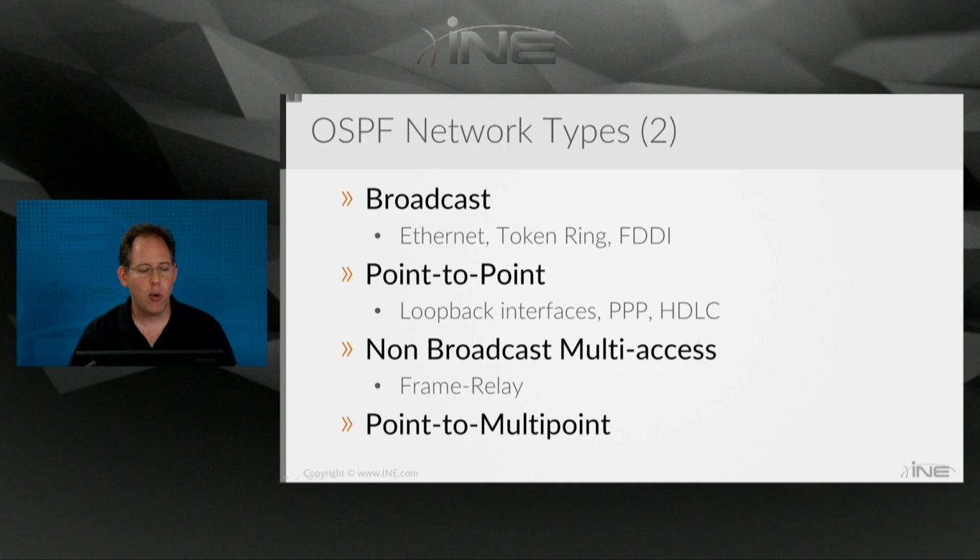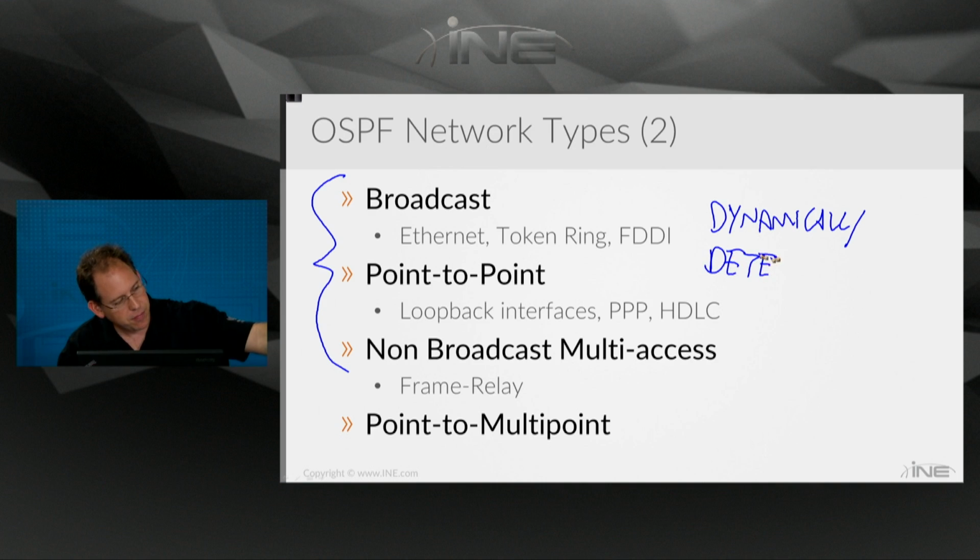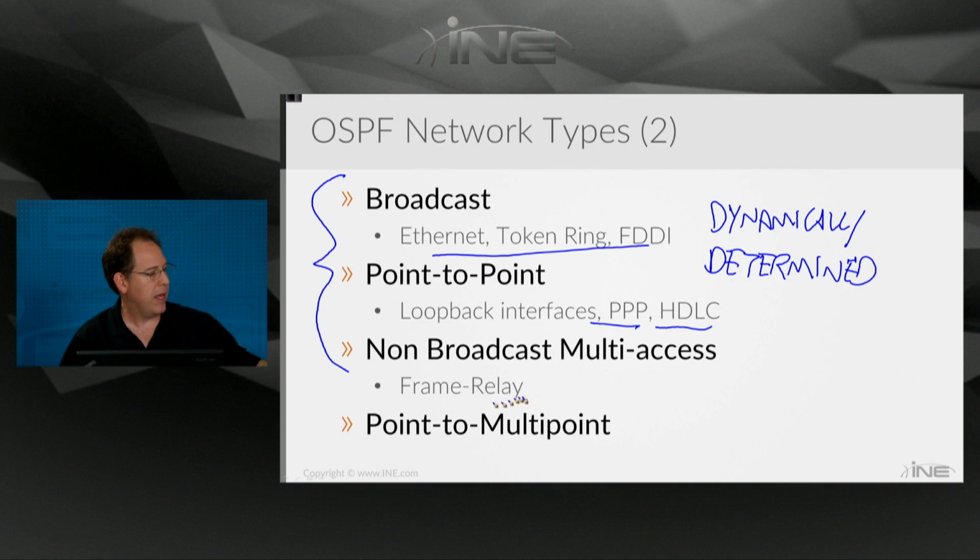And then we also have a point-to-multipoint network type. Now these first 3 types that we've looked at, broadcast, point-to-point, and non-broadcast multi-access, these are all dynamically derived. I should say dynamically determined. So all OSPF has to do is take a look at the encapsulation on the interface. If it's any one of these, then it knows, okay, I know what the network type is.